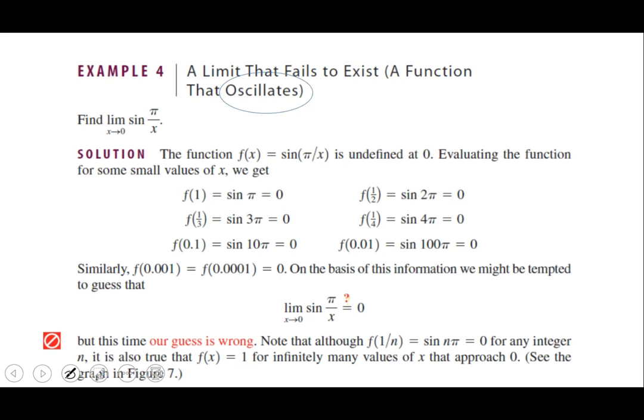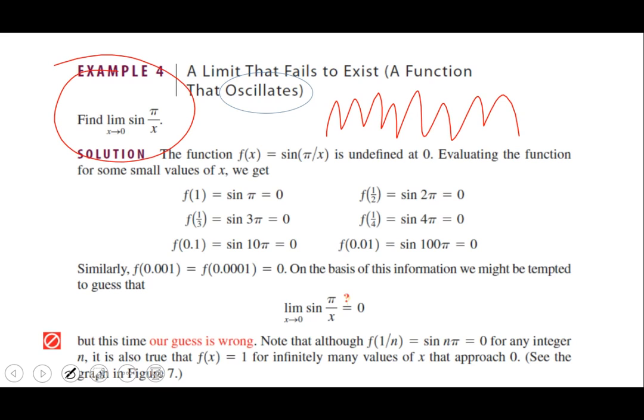The second way in which a limit won't exist is if there is a function that oscillates. So oscillation means that the function goes back and forth between 2 different values. So here, they'd be asking you for the limit as x goes to 0 of the sine of pi over x. Basically, it's undefined at 0, which is why we can't just plug 0 in. So here are just a couple of values that they chose in this example: 1, 1/2, 1/3, etc. They plugged in all those values and they kept getting 0 every time.